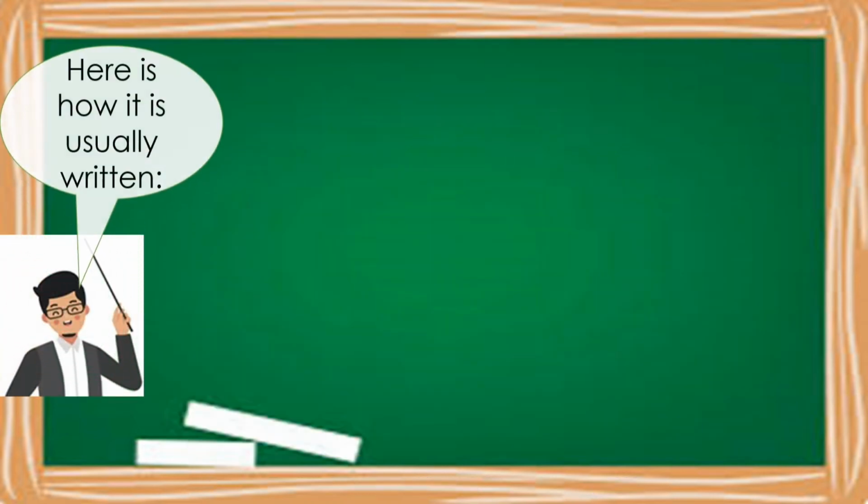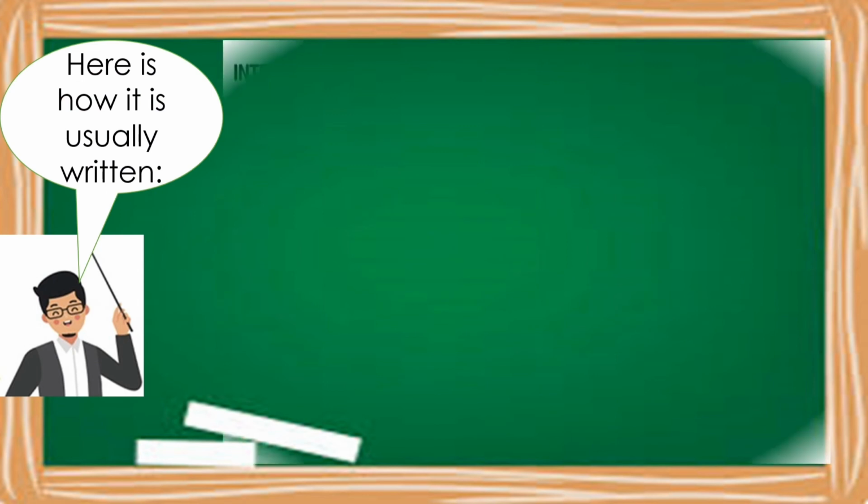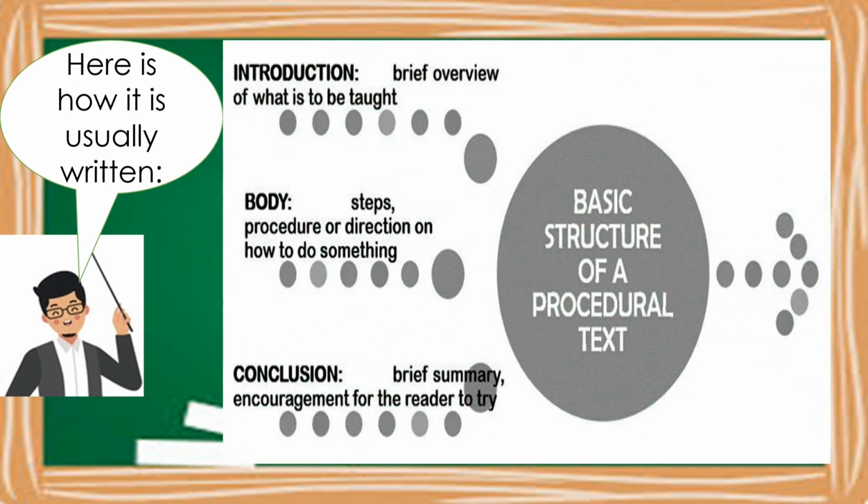Here's how it is usually written. Let us study this picture. Basic structure of a procedural text. First is the introduction, the brief overview of what is to be taught. Next is the body, the steps, procedure, or direction on how to do something. And the last, conclusion, a brief summary, encouragement for the reader to try.